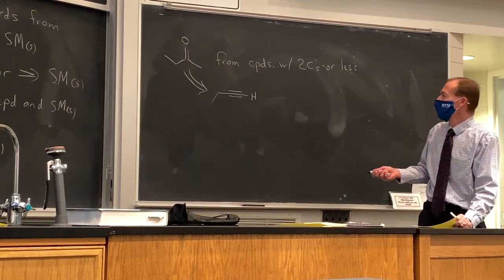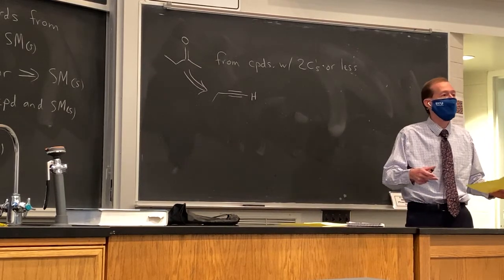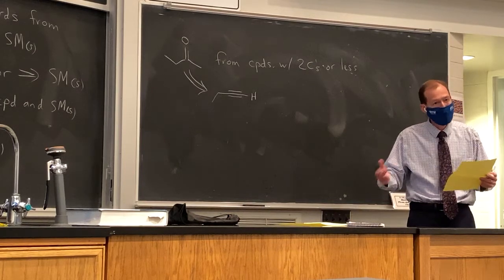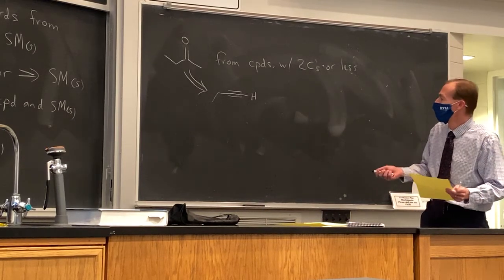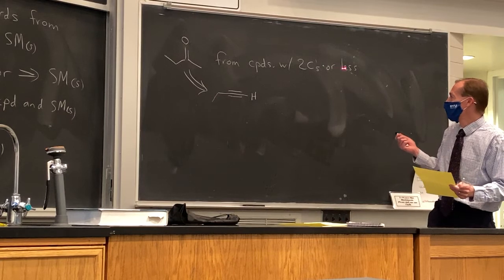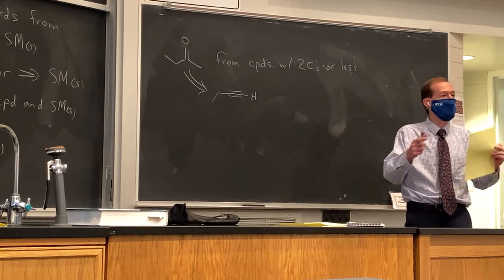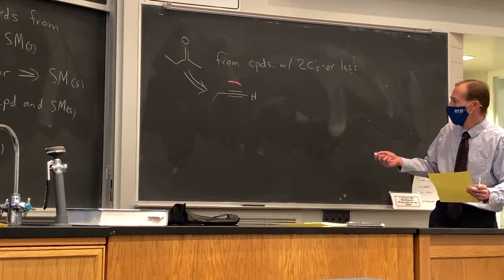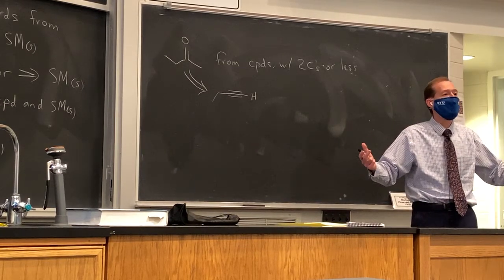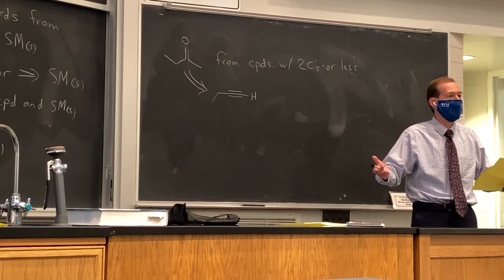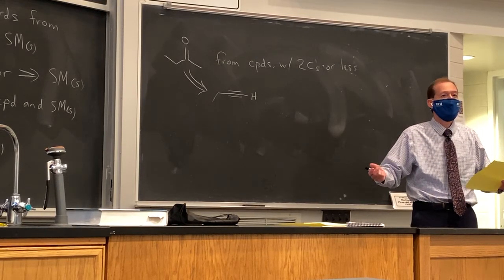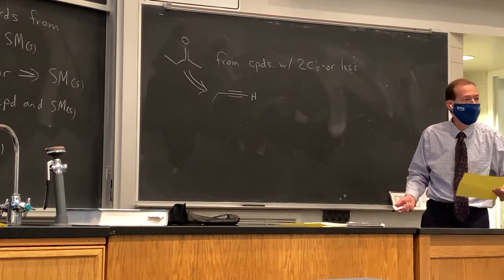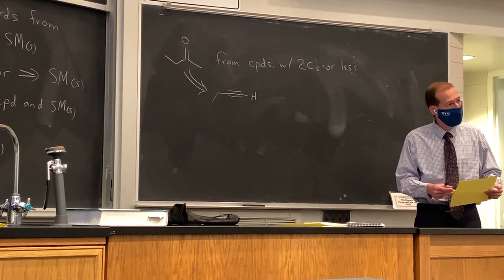All right, so we've succeeded in making it back to an alkyne. We were able to do that in one step. And since we know that we have to get back to compounds with 2 carbons or less, then we ask ourselves, how could we disconnect this alkyne to make 2 carbon building blocks? Okay. Yes, go ahead.